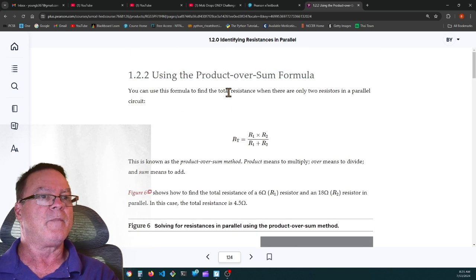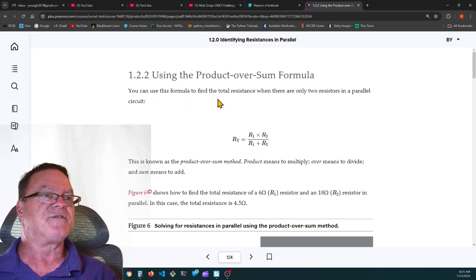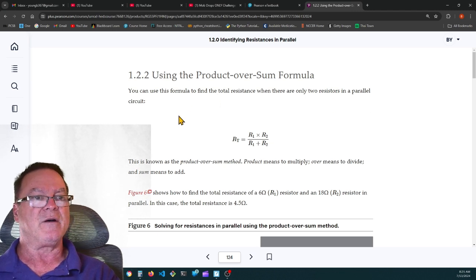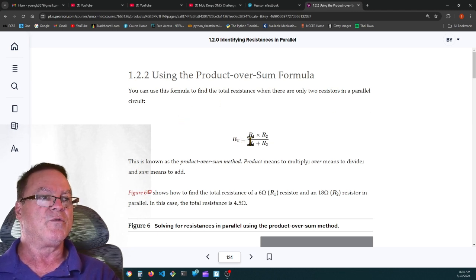1.2.2, using the product over sum formula. You can use this formula to find the total resistance when there are only 2 resistors in parallel. So the total resistance equals R1 times R2, that's the product, over R1 plus R2, that's the sum. That's why they call it the product over sum method. The 2 values multiplied together divided by the 2 values added together.